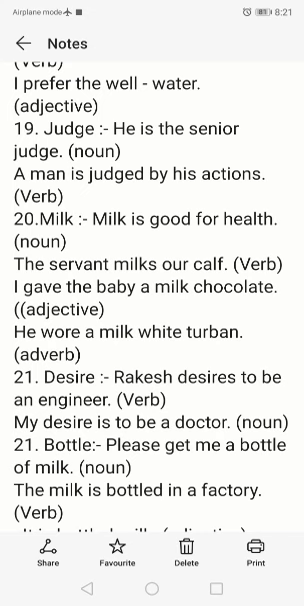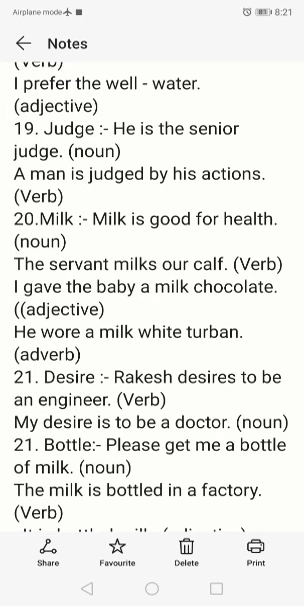And word 20, milk. Once again, the grammatical status of milk is noun. Milk is good for health. Milk can also be used as a verb. The servant milks our calf. Here milks mainly means feed the milk to the calf, feed the milk with a bottle. That is, the servant milks means feeding. So here milk is used as a verb.